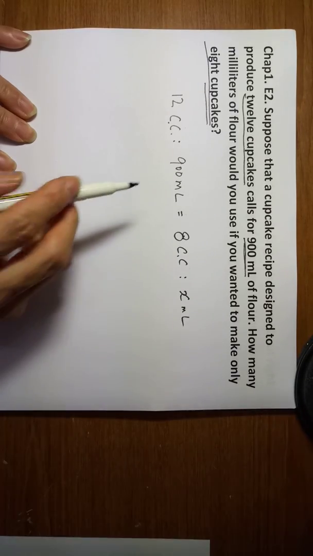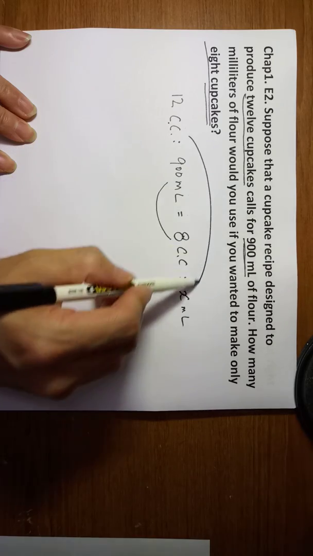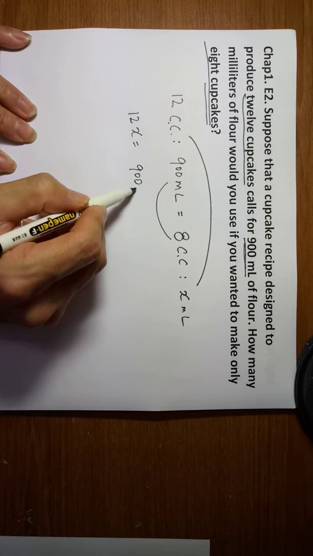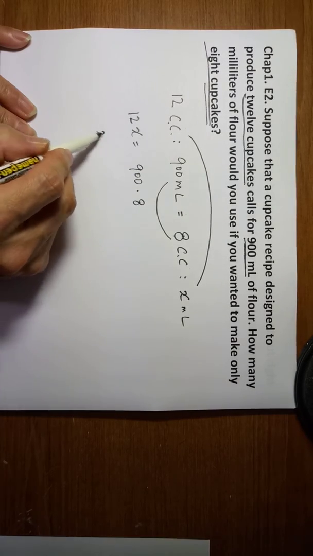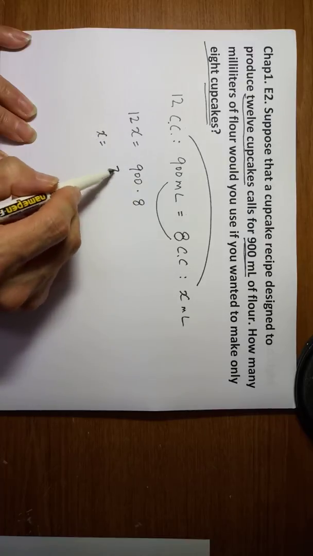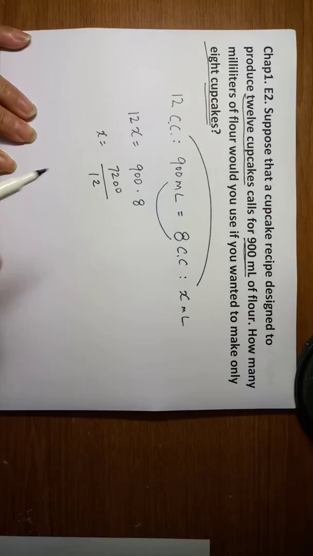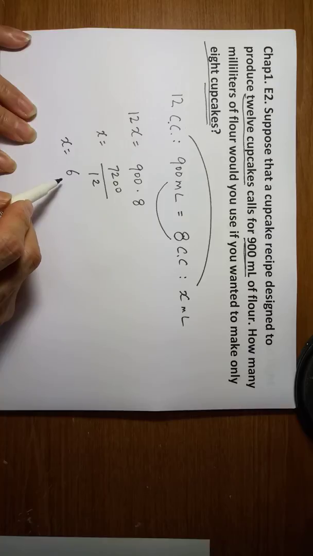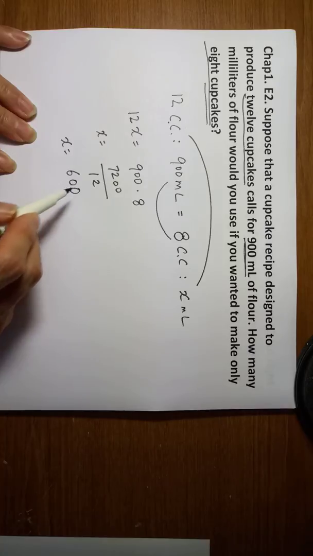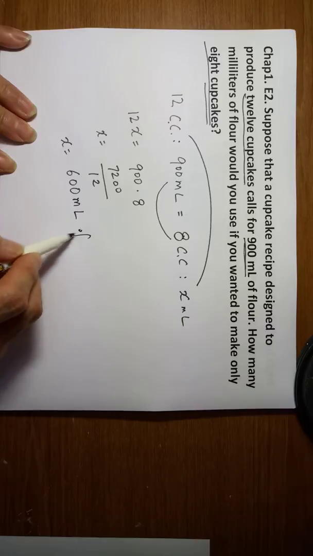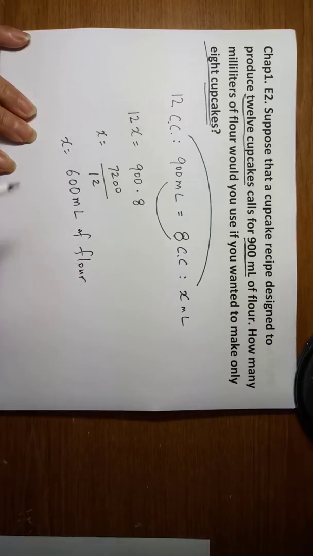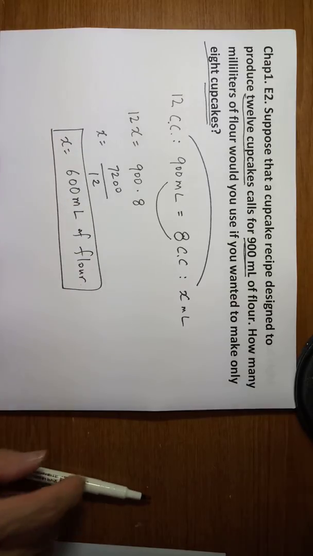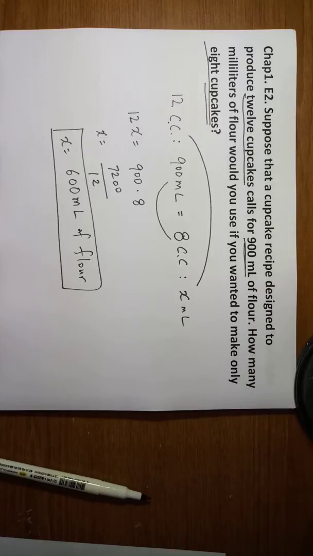You need to figure out the x. Same cross multiplication. So 12x becoming 900 times 8. Then x should be 7200 divided by 12. Then your x supposed to be 600 milliliter of flour you need. Okay, that is your answer. Thank you, and let's continue on chapter E3.